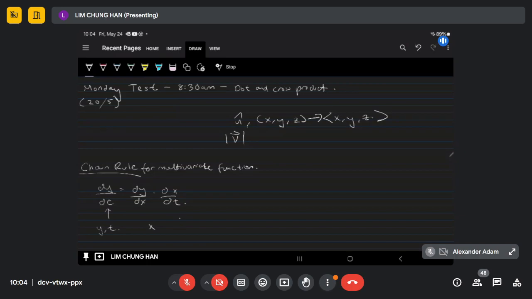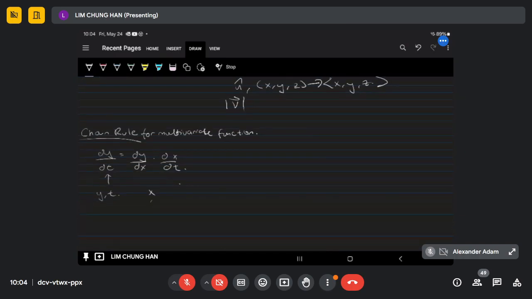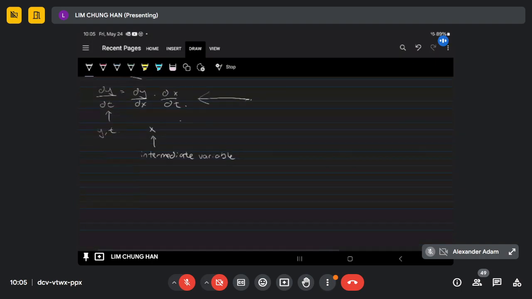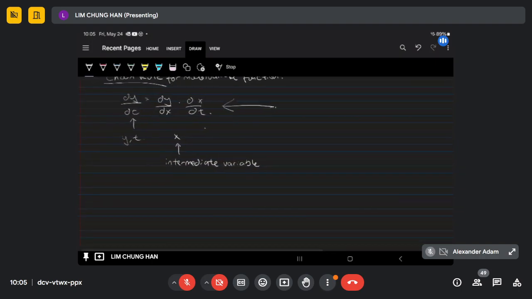So I go through this thing called an intermediate variable. This chain rule, you must have done it before, I think in calculus 1 or something. So an example. This is just revision.